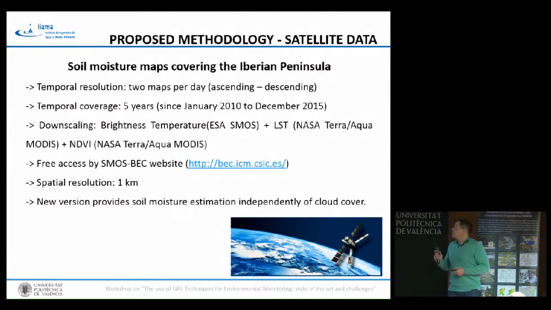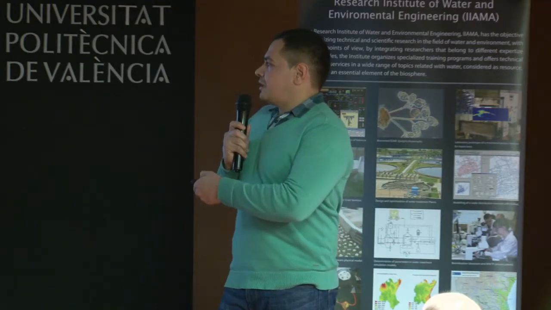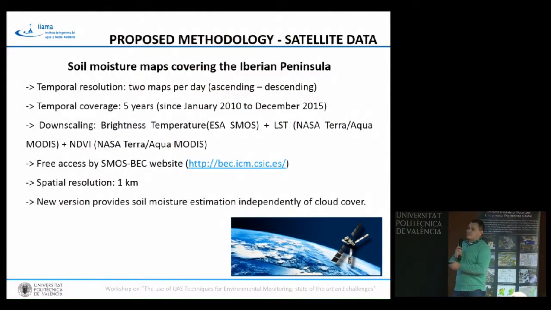About the satellite data, we use soil moisture maps covering the Iberian Peninsula with a daily temporal resolution and a temporal coverage of 5 years. This database was downscaled using the brightness temperature, land surface temperature, and NDVI. The spatial resolution is 1 kilometer. You can access that data for free through the SMOS BEC website. The BEC is a research institute located in Barcelona. The new version also provides soil moisture estimation independently of cloud cover.